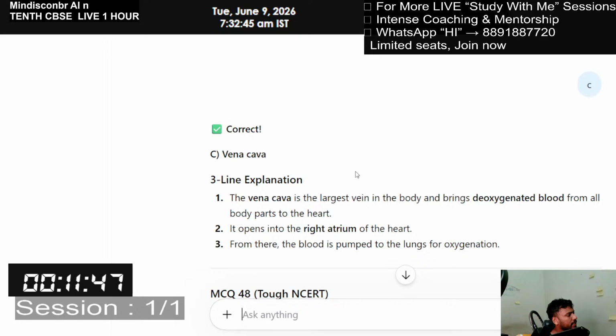The vena cava is the largest vein in the body and brings deoxygenated blood from all body parts to the heart. It opens into the right atrium of the heart. From there, the blood is pumped to the lungs for oxygenation.